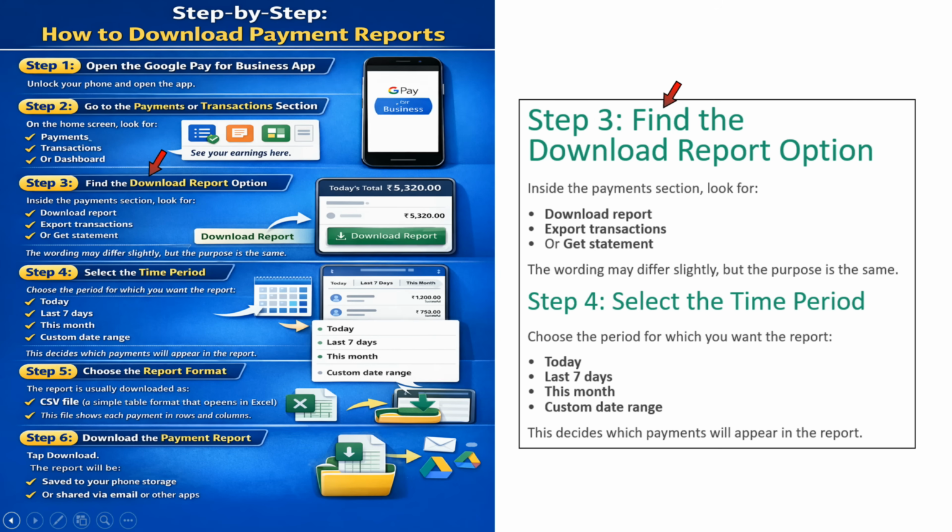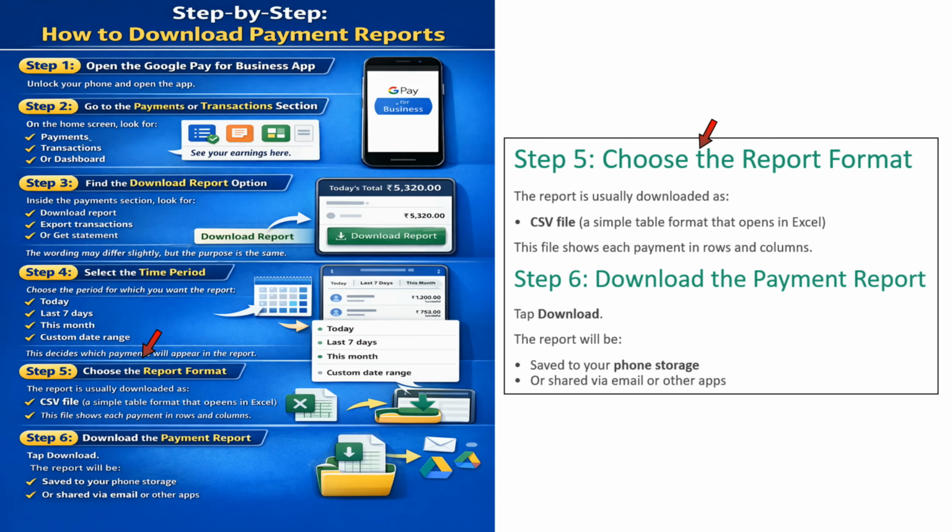Step 3. Find the Download Report option. Inside the Payment section, look for Download Report, Export Transactions or Get Statement. The wording may differ slightly, but the purpose is the same. Step 4. Select the time period. Choose the period for which you want the report. Today, last 7 days, this month, or custom date range. This decides which payments will appear in the report.